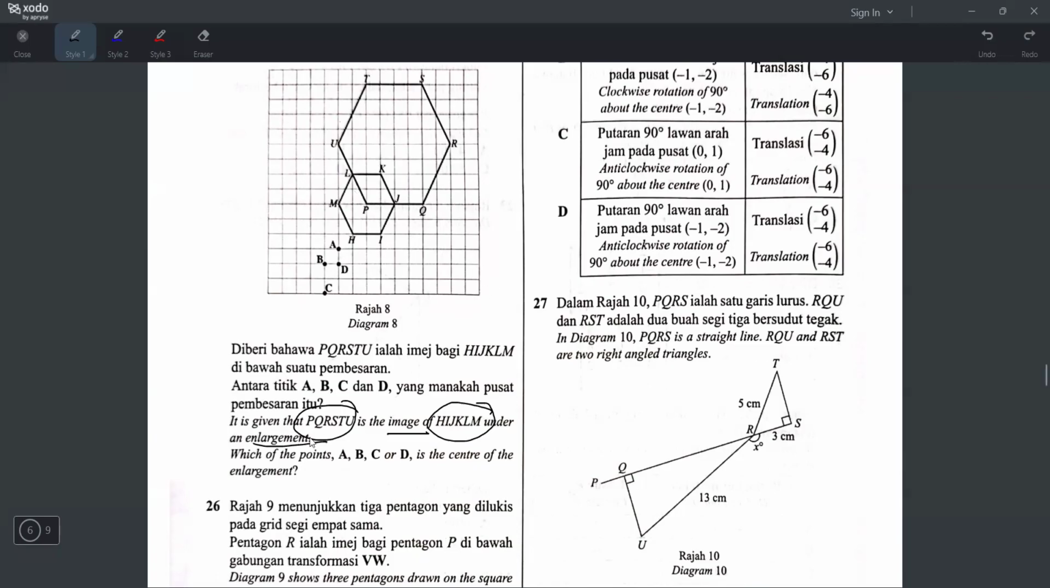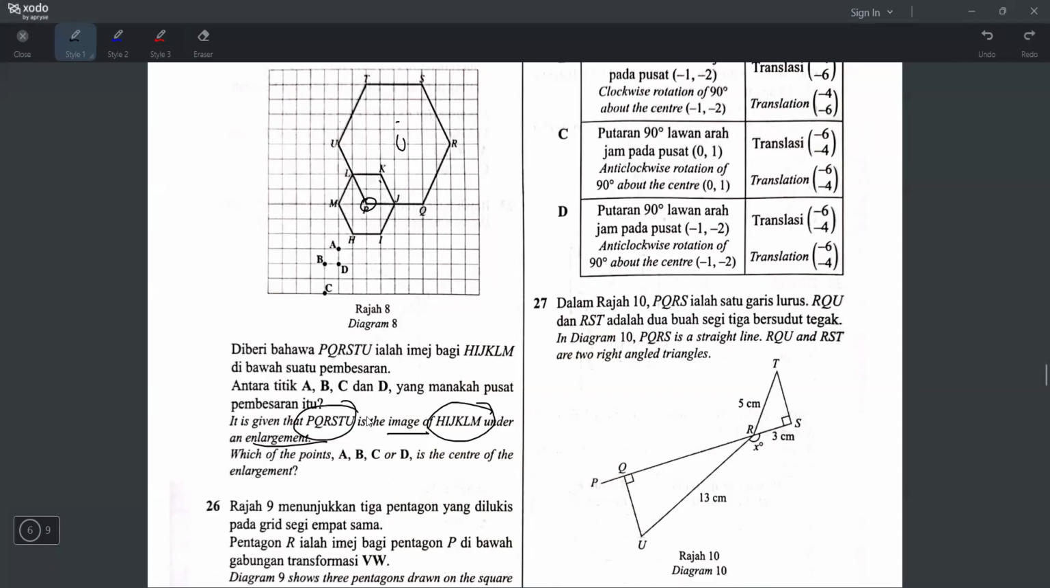Okay, so PQRSTU is the image, and then HIJKLM must be the object then. So this one is the object. Under an enlargement, you start from here and then you end with here. It means this small one is before the enlargement, and the big one is after enlargement.